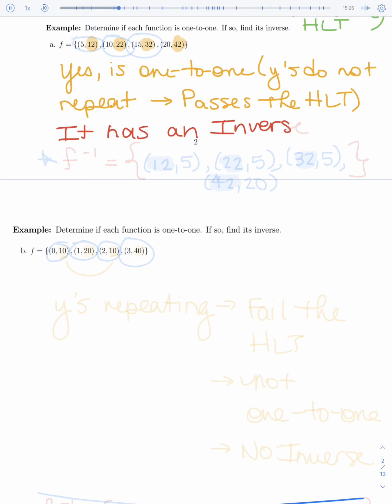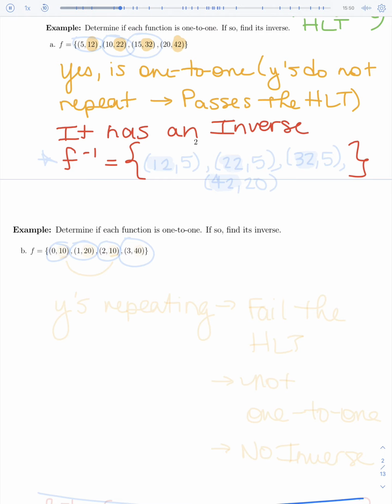What do we call inverses? Well, this is our function f. We're going to put a little -1 to indicate that whatever I'm going to write is going to be the formula for the inverse. So if our original function is a bunch of points, our inverse has to be a bunch of points. How do we find the inverse?